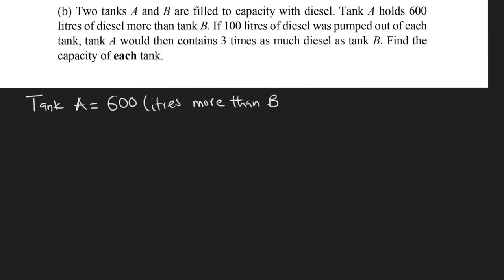More than B. Is that not? Then 100 liters was taken out of each of the tanks. So out of each, right? I'm trying to summarize it. So now, after removing 100 liters from each of the tanks, tank A is 3 times that of B.